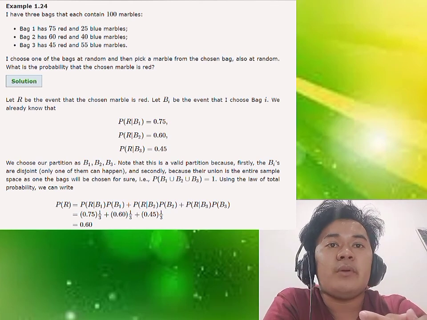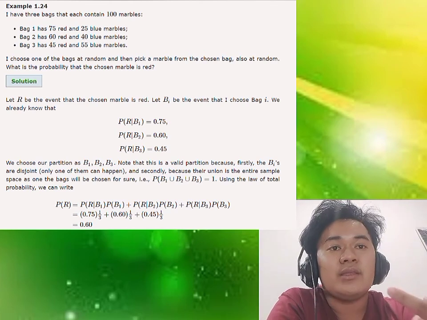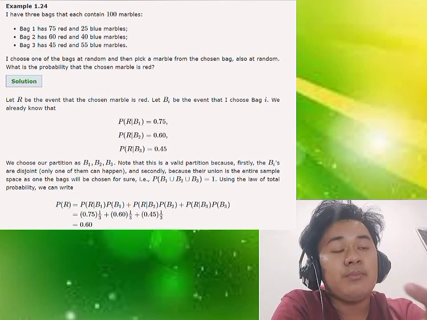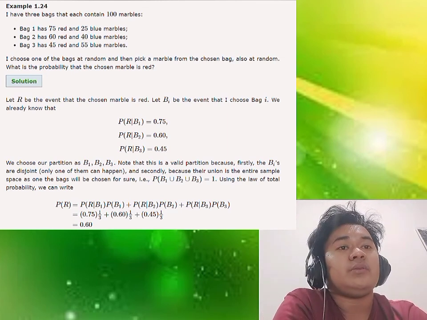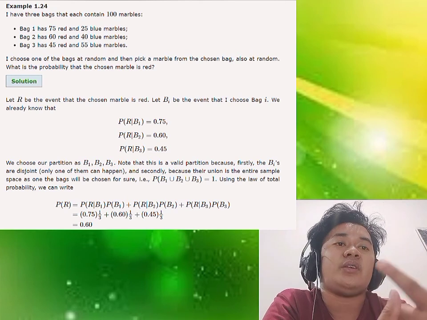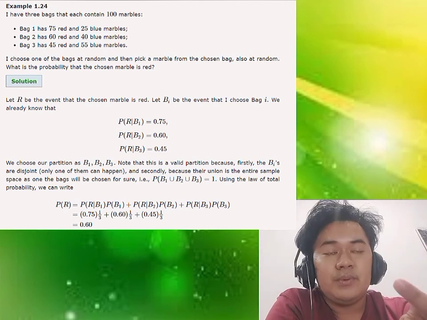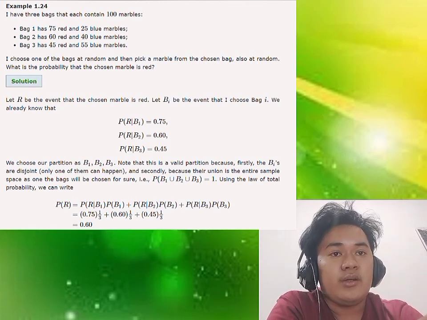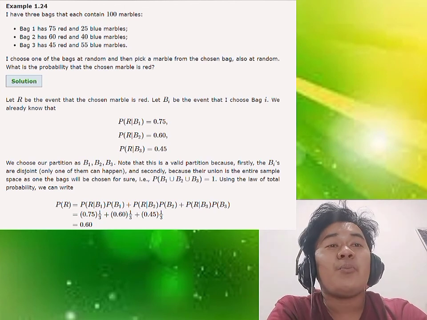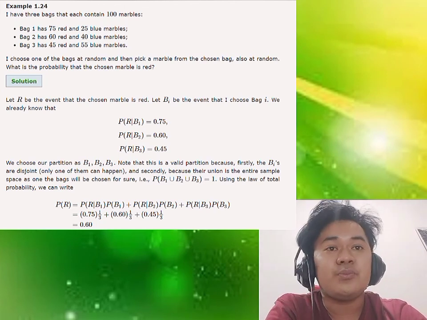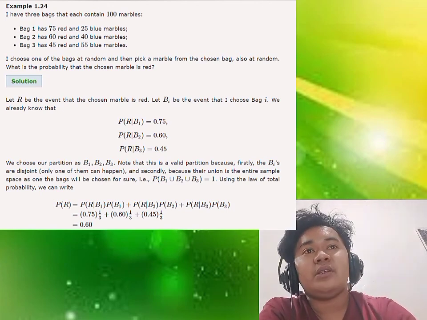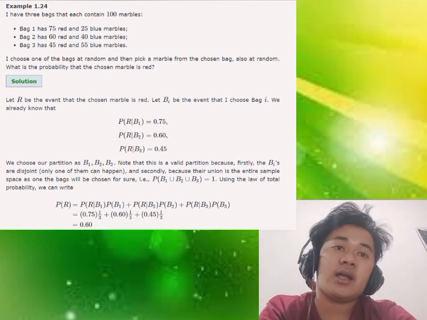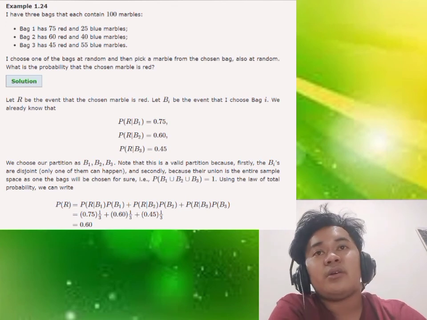Using the law of total probability, we can write the probability of red is equal to the probability of red in bag 1 multiplied by the probability of bag 1, plus the probability of getting red in bag 2 multiplied by the probability of bag 2, plus the probability of getting red in bag 3 multiplied by the probability of bag 3, which is equal to 0.75 times 1/3 plus 0.60 times 1/3 plus 0.45 times 1/3, which is equal to 0.60, the probability of getting a red marble in a certain chosen bag. So that's it for the example in our partition rule.